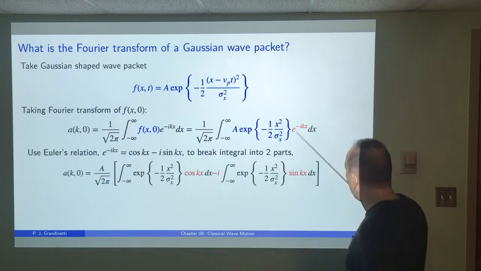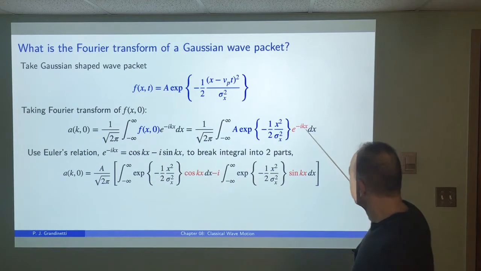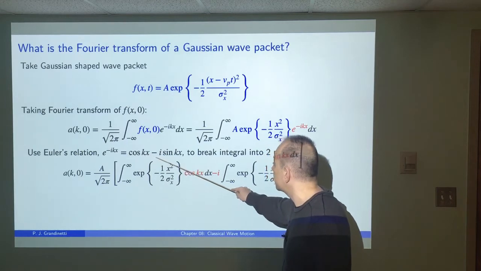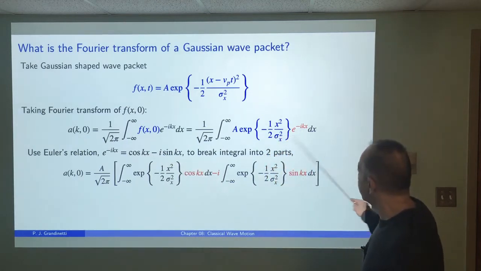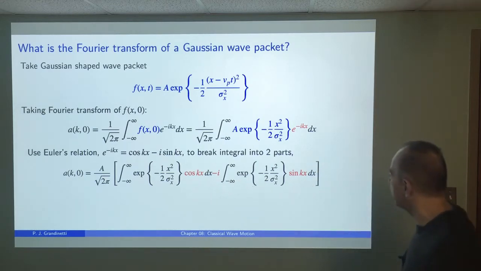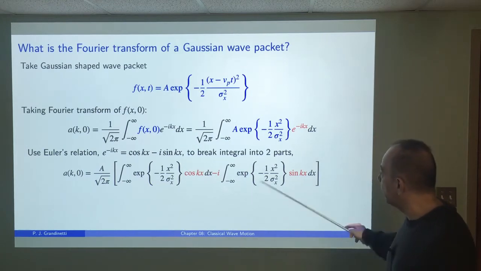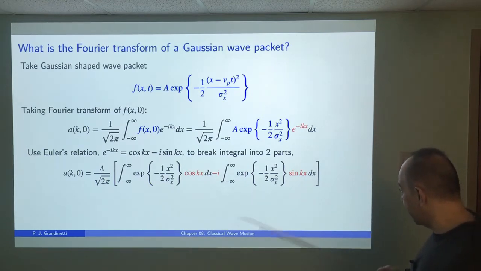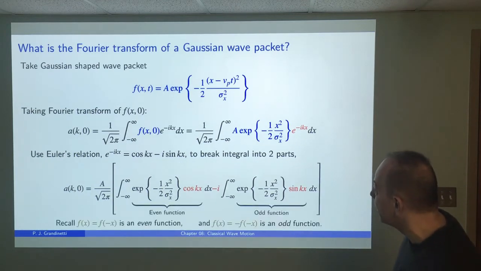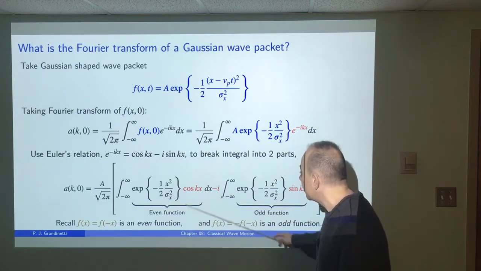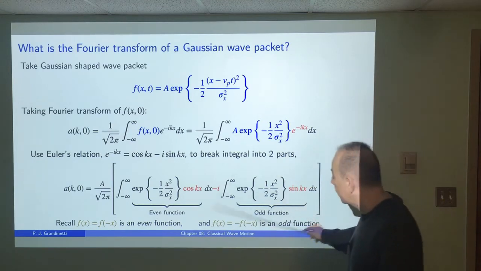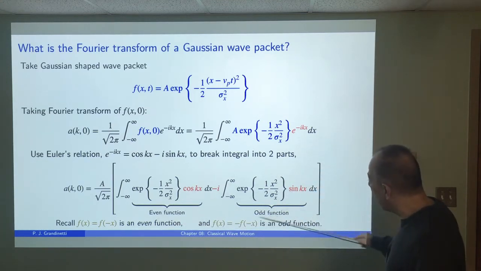First of all, we're going to use the Euler relationship, which tells us that e to the minus i kx can be expanded out as cosine kx minus i sine kx. And then we break this integral up into two parts. Here's the cosine part, and here's the sine part with the imaginary number i. When we look at this, we can also use our understanding of even and odd functions to decide which one of these integrals is going to go to 0 and which one isn't. What we see is that this integrand is an even function, and this integrand is an odd function. And since they're both integrated from minus infinity to infinity, we know right away that this one is going to go to 0.